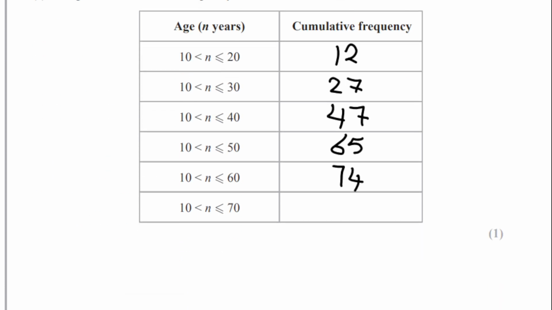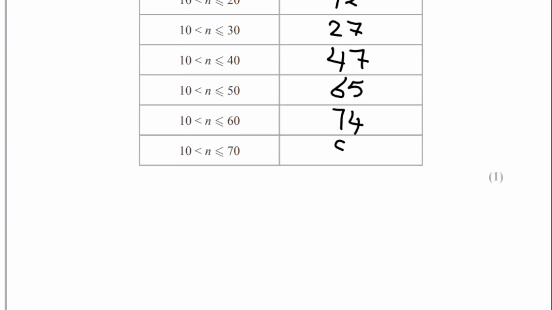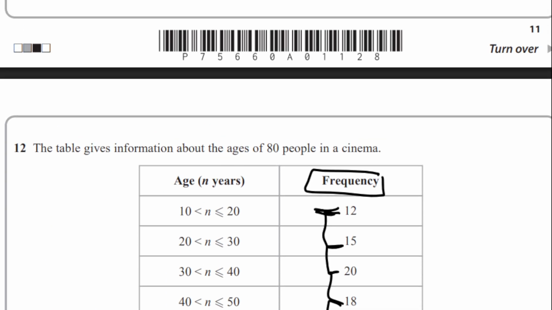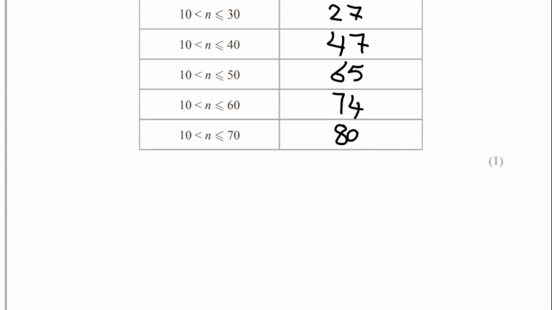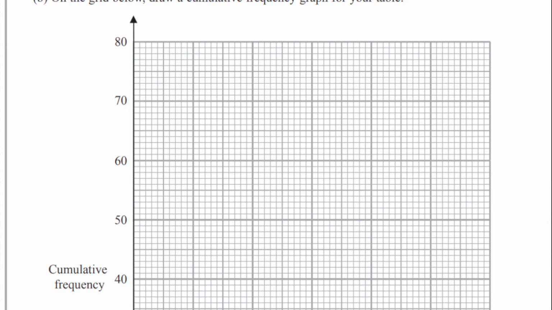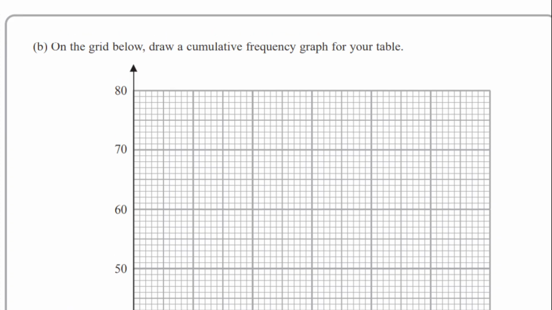And finally, 74 plus 6, it's 80. This is 1 mark, and make sure the last number you got is equal to the total number of people given. It's 80 up there and it's 80 here. That's correct. Question B. On the grid below, draw a cumulative frequency graph from the table.